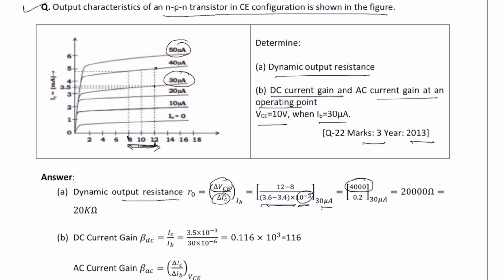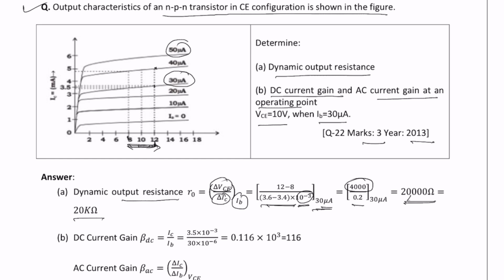So at the fixed base current of 30 microampere, the change in collector voltage is 12 minus 8, which means 4. The corresponding change in collector current is 3.6 minus 3.4, that is 0.2. So this ratio is coming around 20,000 ohm, or 20 kilo ohm. So this is called the dynamic output resistance.